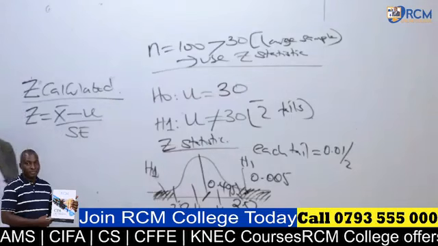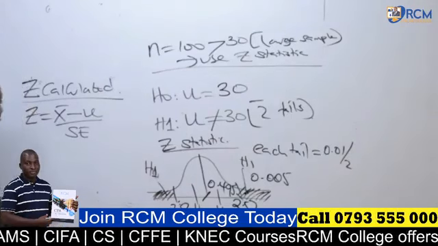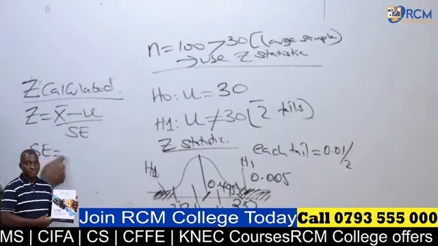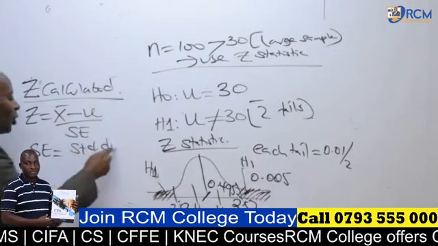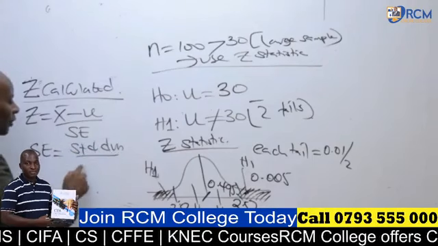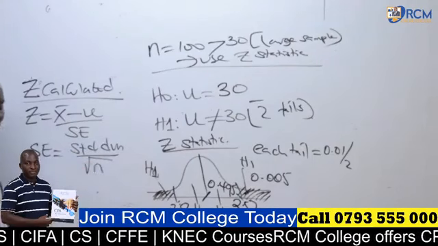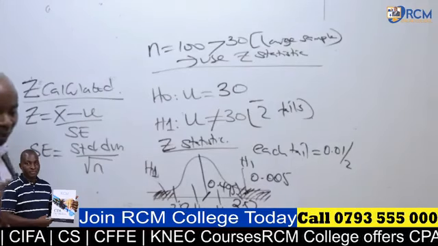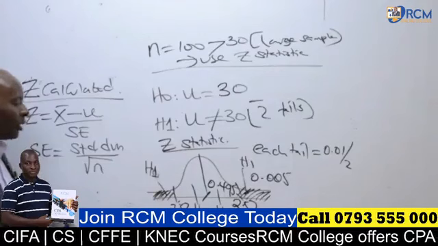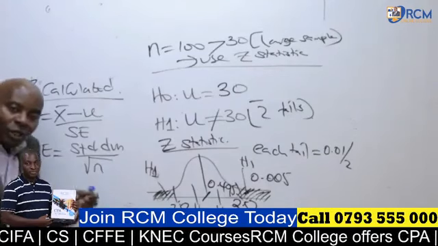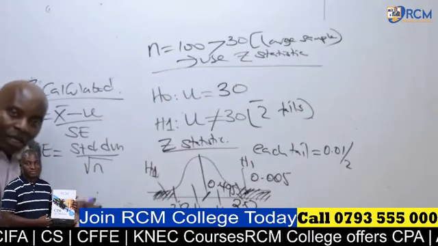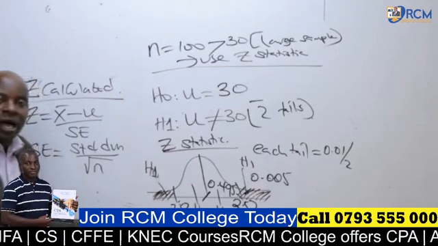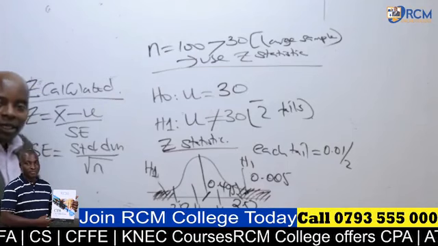Nancy, thank you very much. Nancy has told me that standard error equals standard deviation all over square root of N. Thank you very much. Denzel has also been able to remember that formula. But you see, in this question, instead of the examiner giving me standard deviation, he has given me variance.